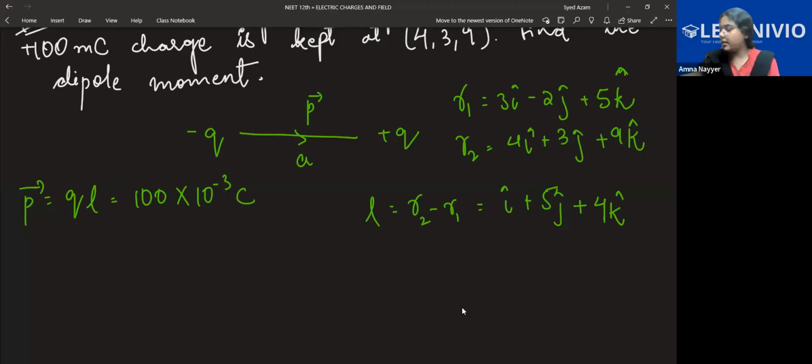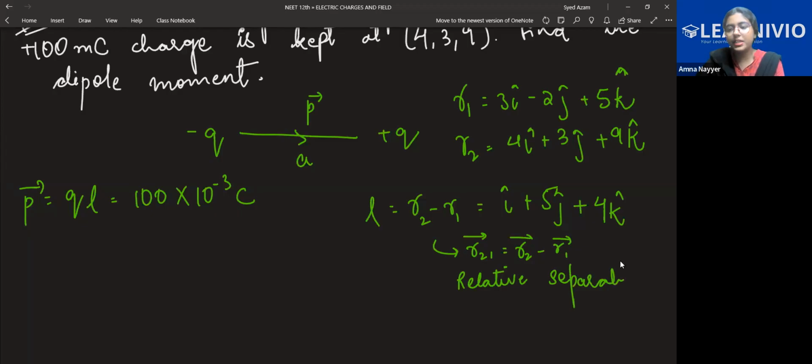So you can write this as R21 also, which is R2 minus R1. Why? Because these are position vectors. They are not distances that are scalars, and we cannot solve it further. These are vector quantities. So R21 will be R2 minus R1. So we have the L. This will act as your L. This is the relative separation between both the charges. It's the relative separation, not the absolute separation. This is the relative separation between the charges.